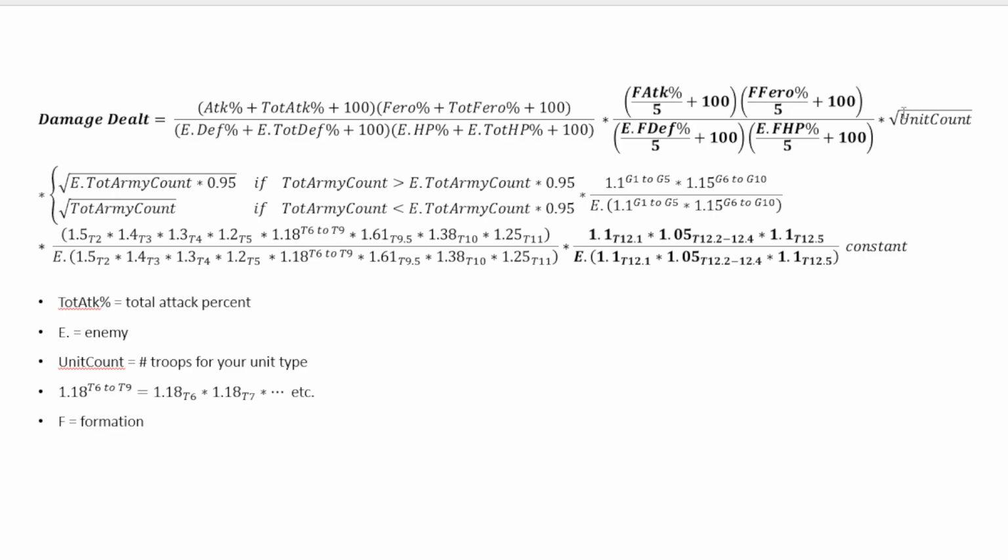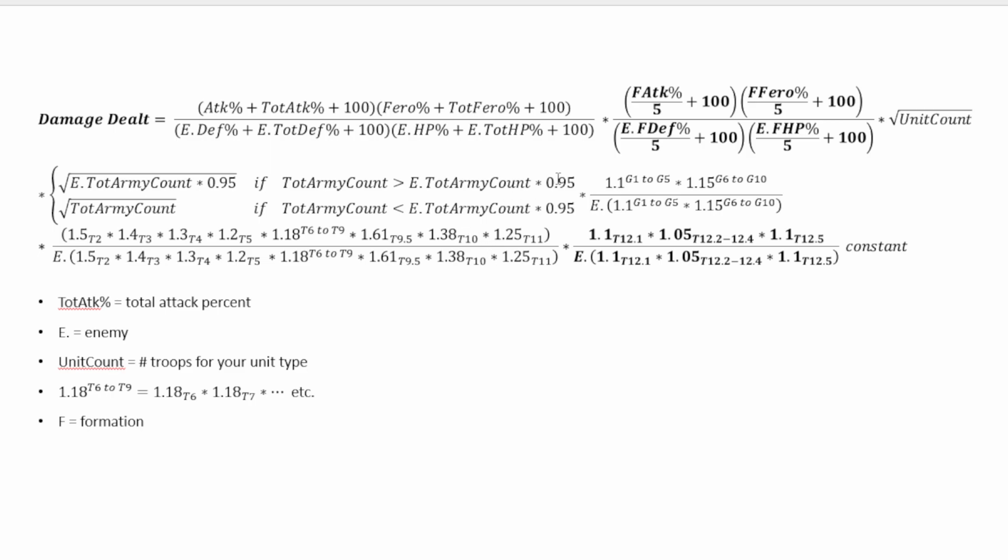I also talked about the effect of the unit count that you use. So for example, how many infantry you use, how many cavalry you use, how many archers you use, and how that affects the damage that the unit can deal, as well as the effect of the total army size between you and your opponent. Finally, I mentioned the effect of the glorious tiers from glorious 1 to 5, as well as from glorious 6 to 10, and also the effect of troop tiers from T2 troops all the way to T11 troops. And if you are interested in any of that information, please refer to part 1 of this guide.